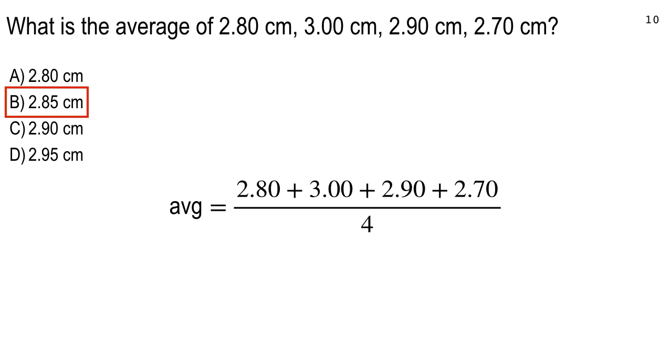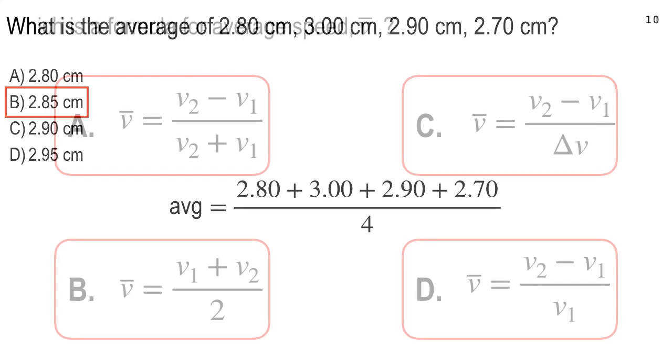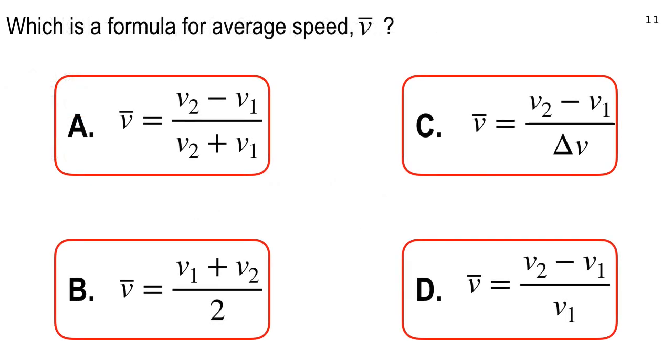But I want to go back to the formula for average speed now. So here's our next question, A, B, C, or D. Which of these is the actual formula for average speed? Now, V with a bar over the top of it stands for average speed. So look at each of those formulas. And notice there's no delta x over delta t, so this is a little variation.